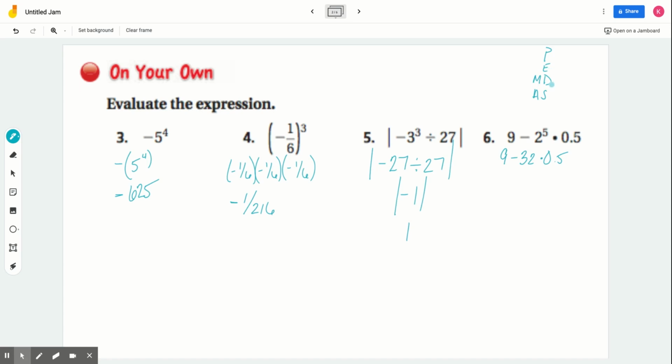Now we need to multiply and divide in order from left to right. So we see 32 times 0.5. Well, 32 times 0.5 is 16. So now we have 9 minus 16. So we can subtract, and we end up with -7 as our answer.